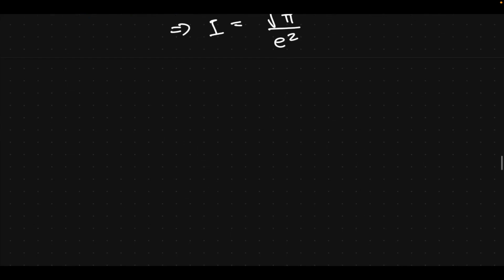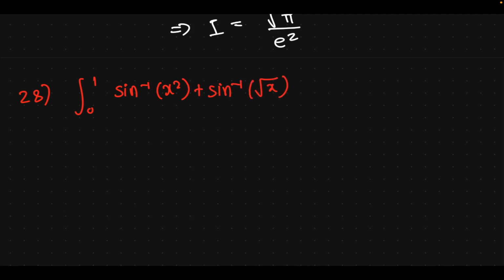Moving on. Question 28. We have the integral from 0 to 1 of sine inverse x squared, sine inverse square root x, divided by square root 1 minus x squared, dx. So let's split them up. Let's divide and conquer.